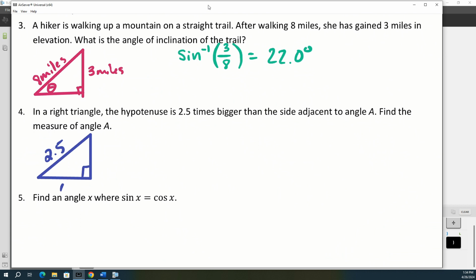All right, and the side adjacent was to angle A. We're not doing sine this time, everybody. What are we going to do? Yeah. So the inverse cosine. Oops, I wrote sine anyway. Oh my goodness, I wrote it twice. The inverse cosine of the adjacent over the hypotenuse should be 66.4 degrees.